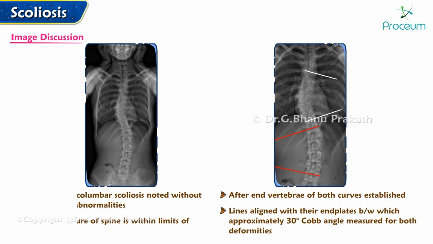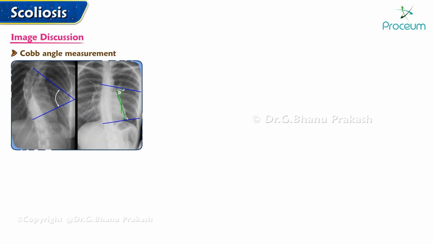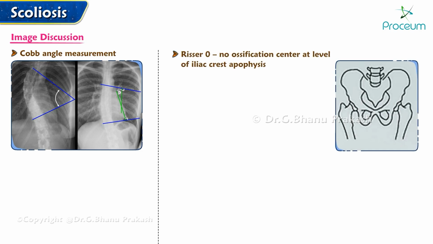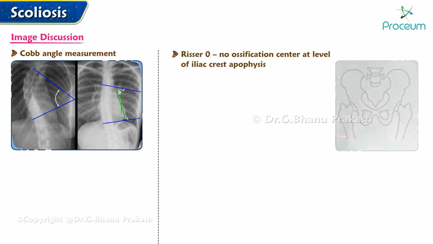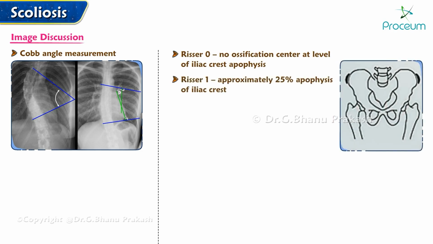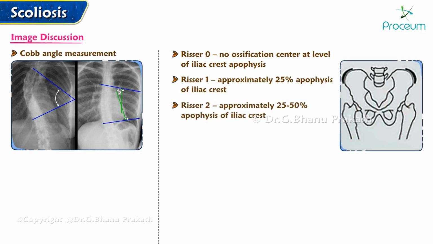Here is a radiograph showing a Cobb angle measurement. This is a radiograph imaging showing Risser's sign. Risser 0 has no ossification center at the level of the iliac crest apophysis. Risser 1 is approximately 25% apophysis of the iliac crest. Risser 2 is approximately 25 to 50% apophysis of the iliac crest.